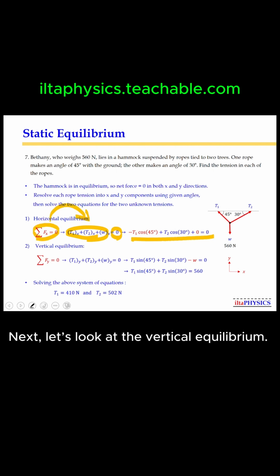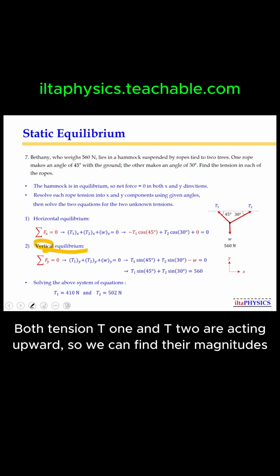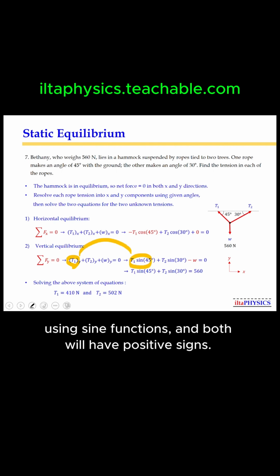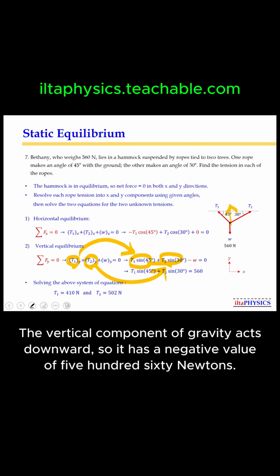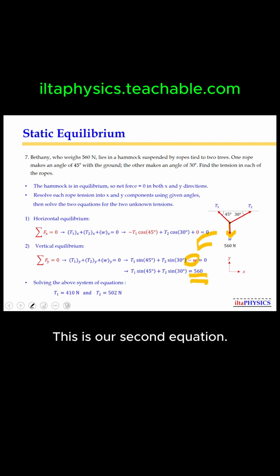Next, let's look at the vertical equilibrium. Both tension T1 and T2 are acting upward, so we can find their magnitudes using sine functions, and both will have positive signs. The vertical component of gravity acts downward, so it has a negative value of 560 newtons. This is our second equation.